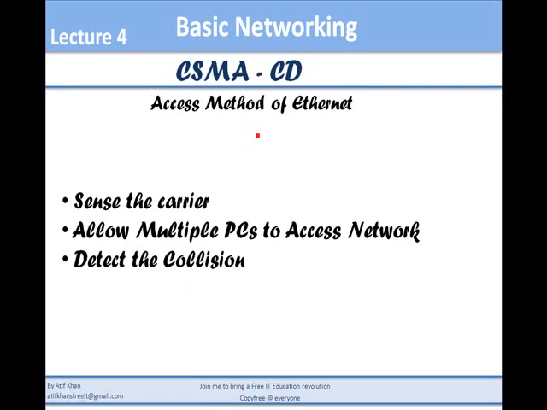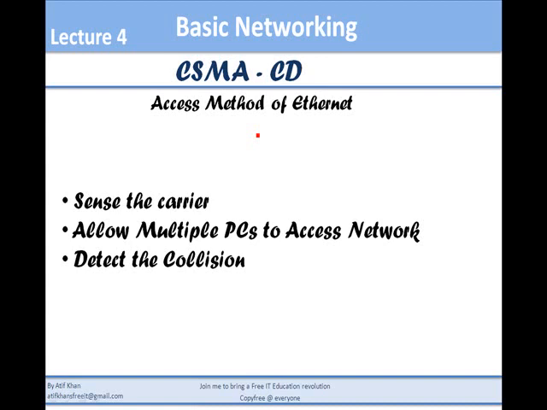Next, the access method of Ethernet. The access method of Ethernet is CSMA/CD. It means whenever you give any data to the LAN card to pass to a different computer system, that LAN card will first check the status of the cable, the media, the network, whether anyone else is currently transferring data on the network or not. Until it finds the network free, it will hold the data packet that you have sent to the LAN card.